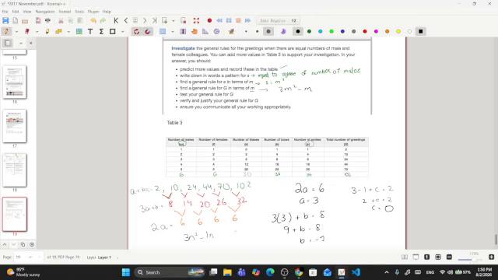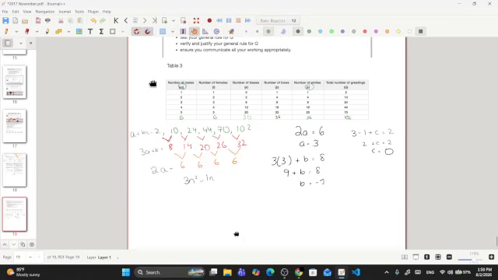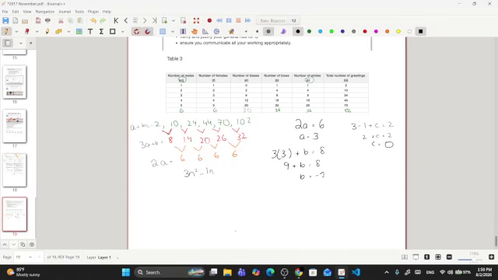Test your general rule for G. Okay, let's do that. 3n squared minus 1n. Let's substitute the value of 6. 3 times 6 squared minus 6. 6 squared is 36. So 3 times 36 minus 6. 3 times 36 gives us the value of 108. Minus 6 gives us the value of 102. 102. So testing is done.